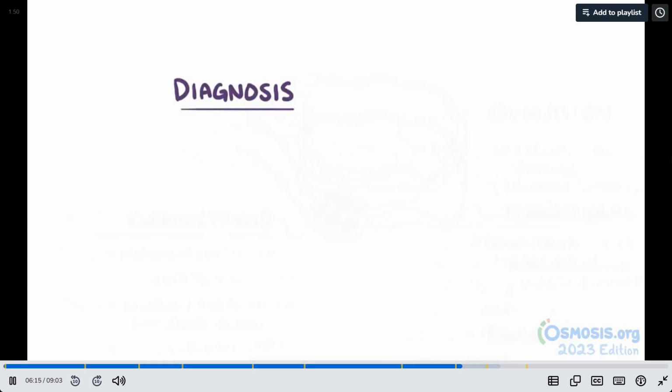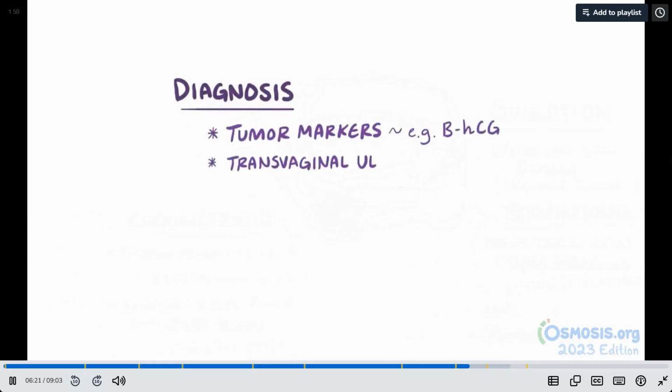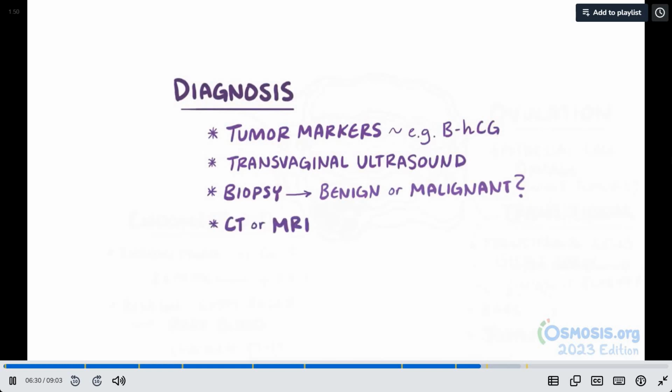Diagnosis of ovarian cancer typically involves looking for specific tumor markers like beta-hCG, as well as having a transvaginal ultrasound. Tumor biopsies are done to figure out whether a growth is benign or malignant, and imaging with a CT or MRI scan can be done to look for evidence of metastasis.